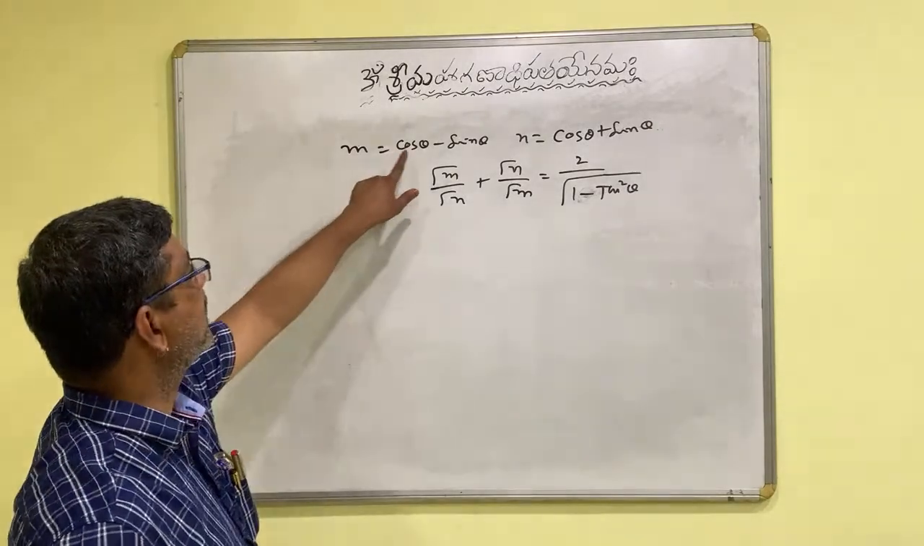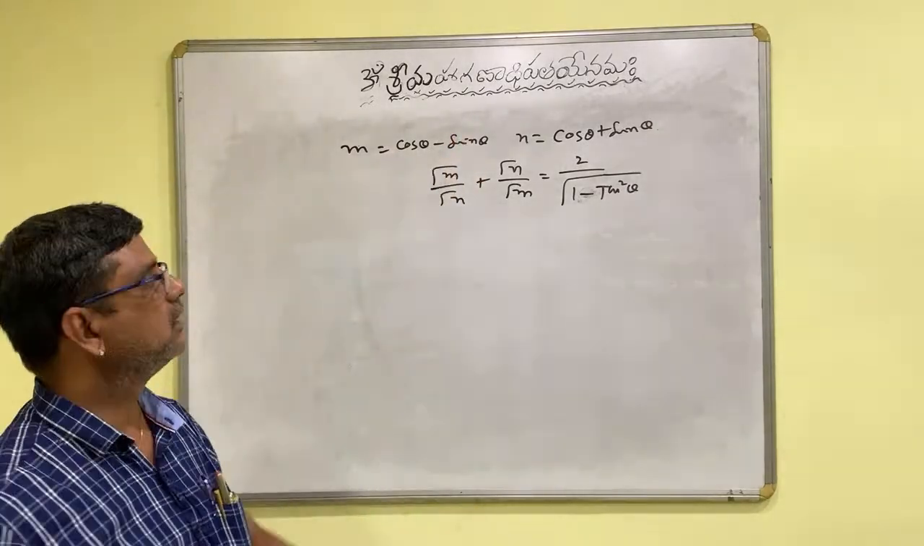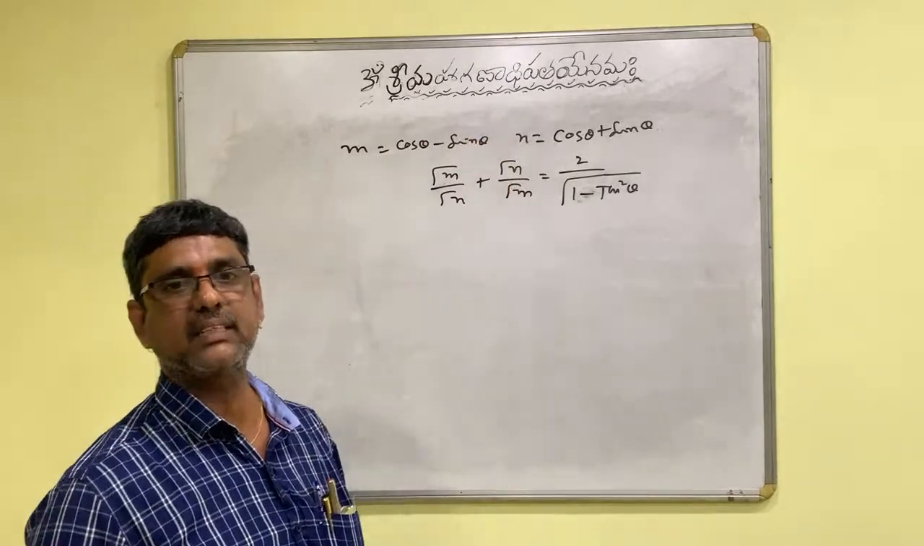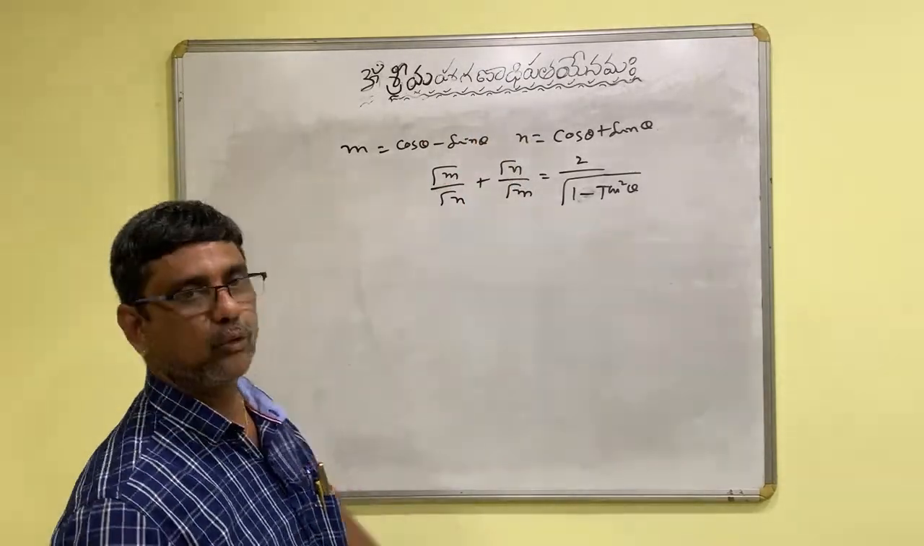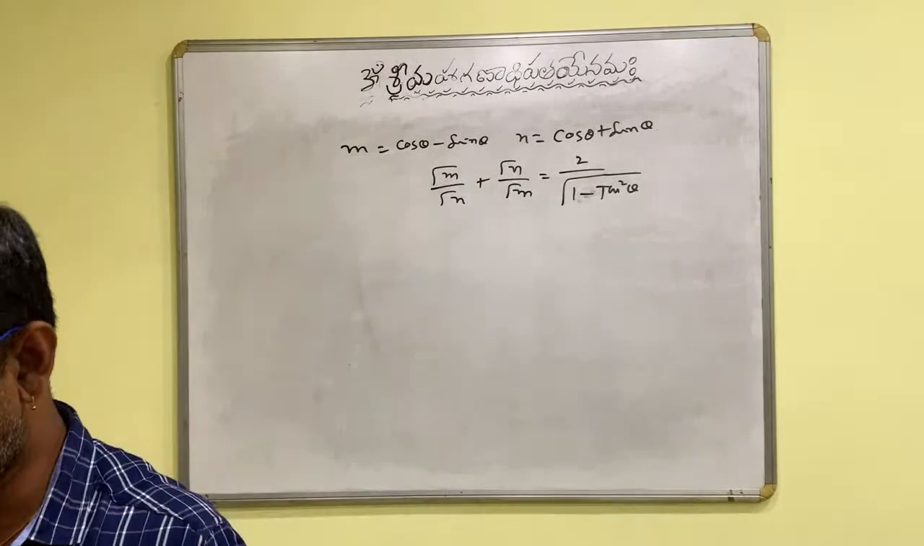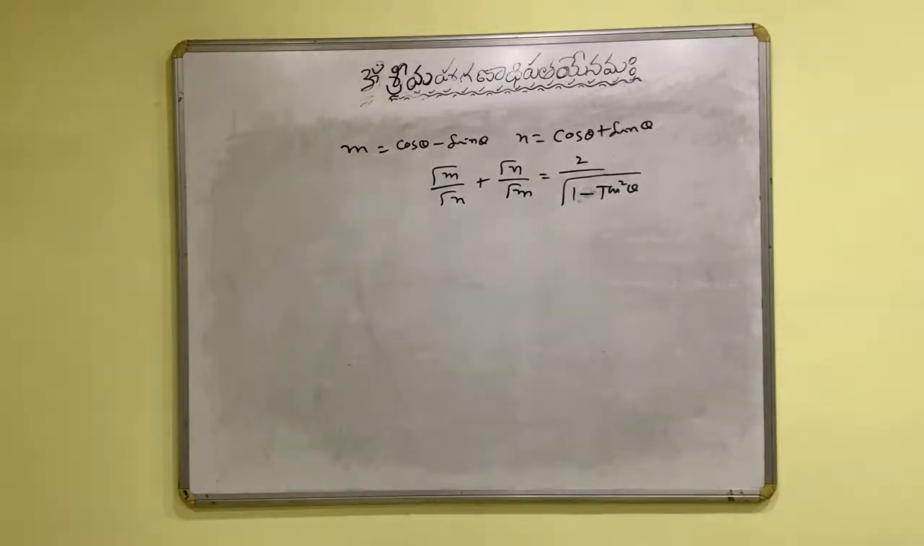This is the question. M is given as cos theta minus sin theta and N is given as cos theta plus sin theta, and we need to prove that root n by root m plus root m by root n is equal to 2 by root over 1 minus tan square theta. Okay.